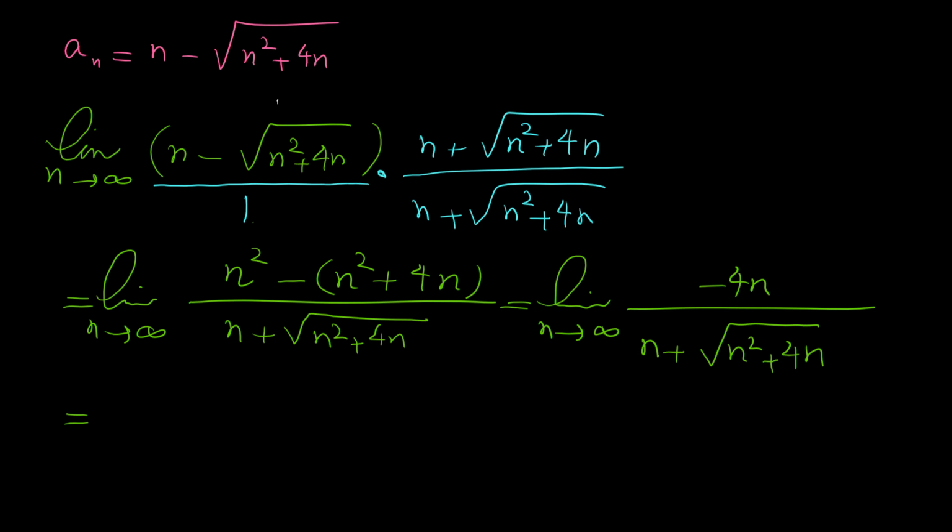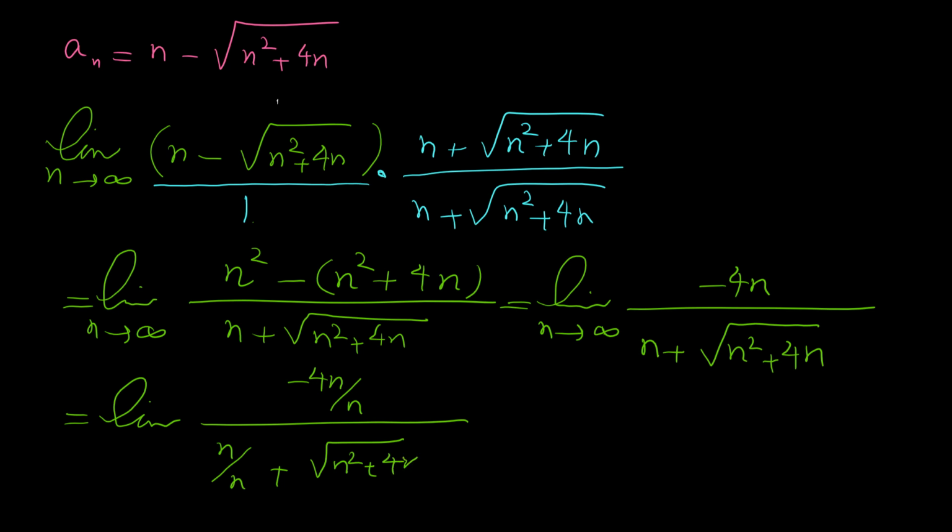So for finding this limit, we divide every term of the numerator and every term of the denominator by n to the 1, or basically n. So then we have negative 4n divided by n. In the denominator we have n divided by n plus radical n to the 2 plus 4n, divided by n. In the numerator simply we have negative 4. In the denominator we have 1 plus.